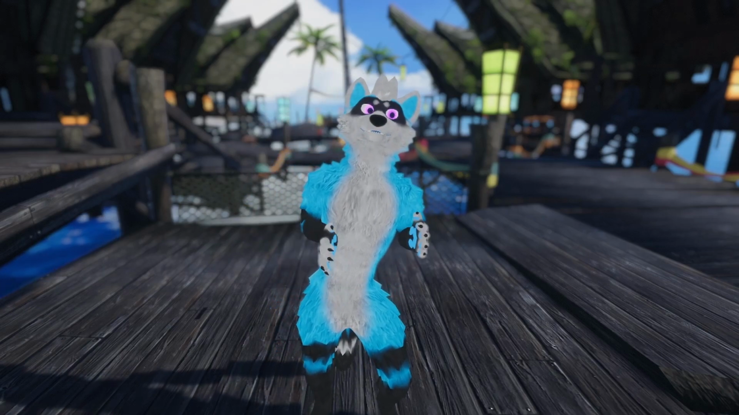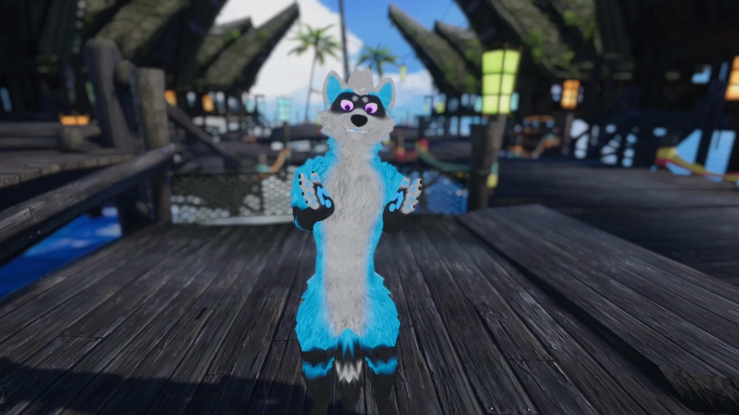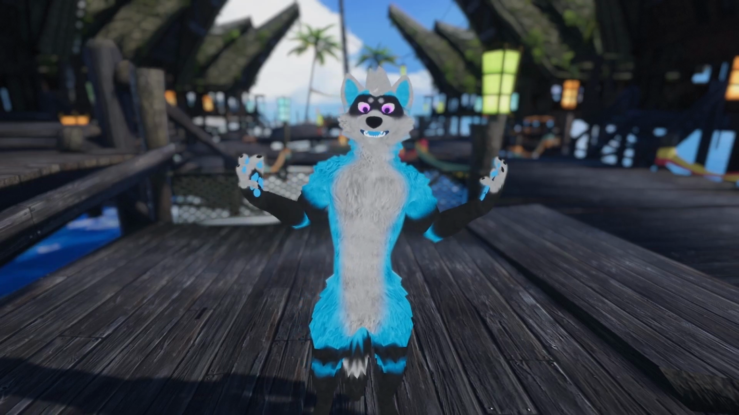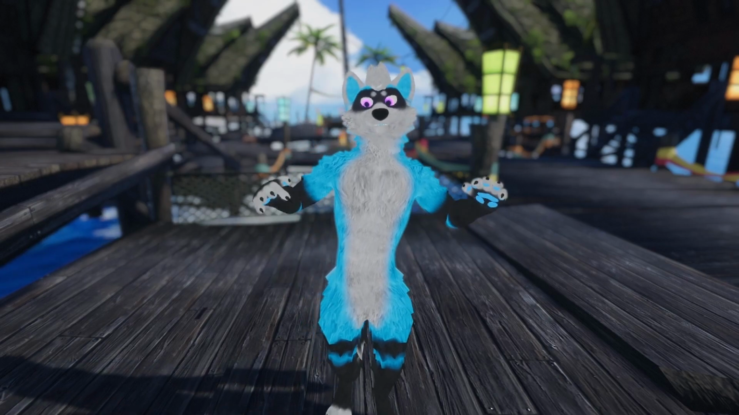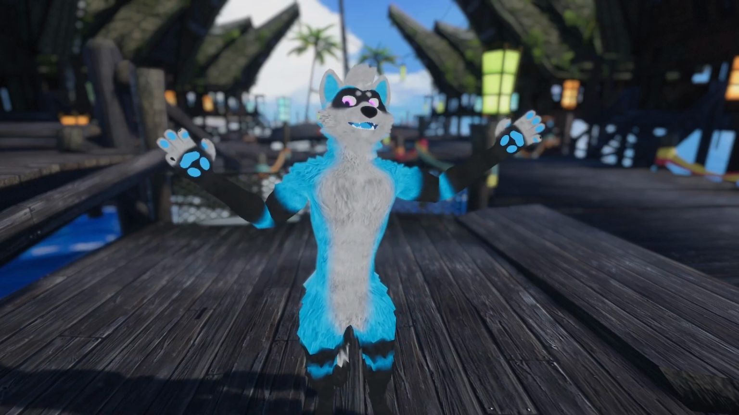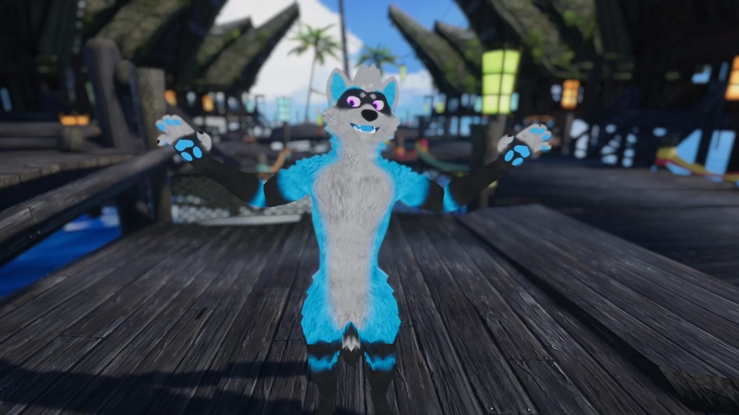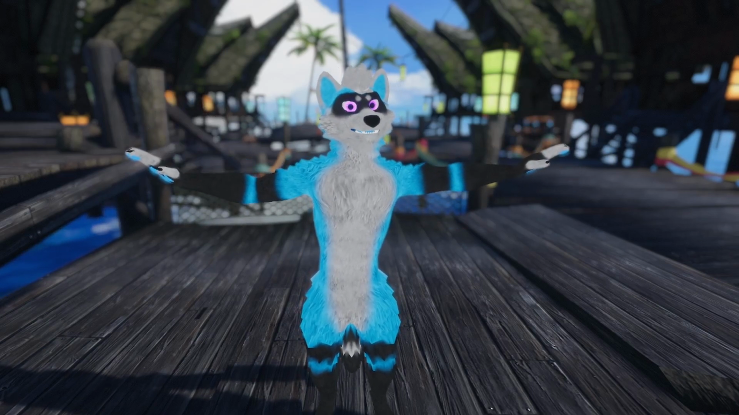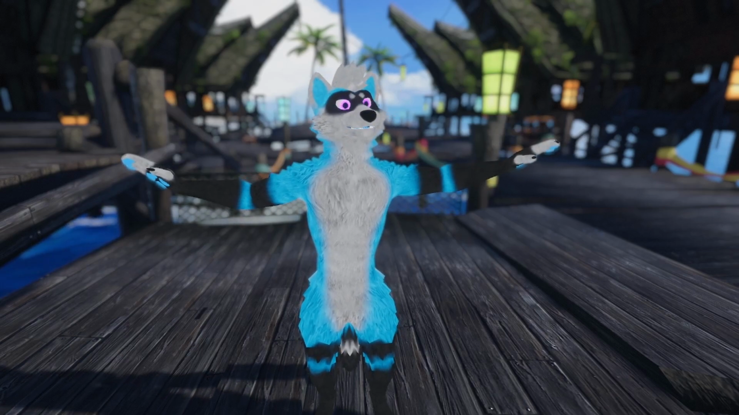Blender's weird. Just don't discount good weight painting, because it will make a difference. This guy, not the best. I will admit that. It's not the best, but that's because I had to redo it like 5-10 times, and I got fed up.